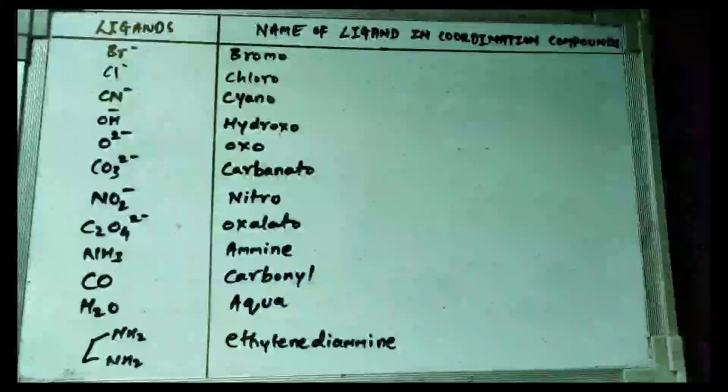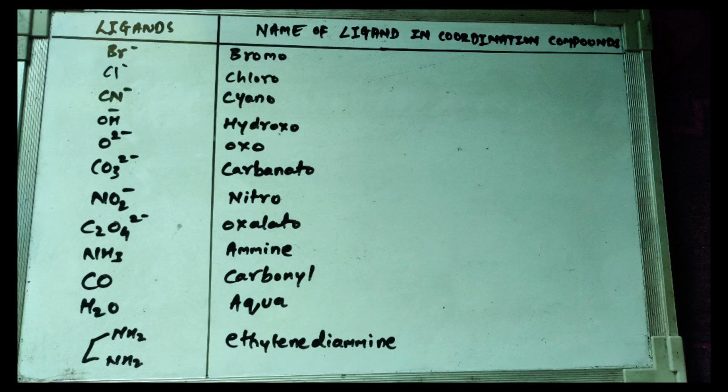Next thing we should know is how ligands are named in coordination complexes. Bromide is called bromo, chloride is named as chloro, cyanide as cyano, hydroxide as hydroxo, oxide is called oxo, carbonate is named as carbonato, nitrite is called nitro, oxalate is called oxalato, ammonia is named as amine, carbon monoxide is named as carbonyl, water is called aqua, and ethylene diamine is named as it is, ethylene diamine.